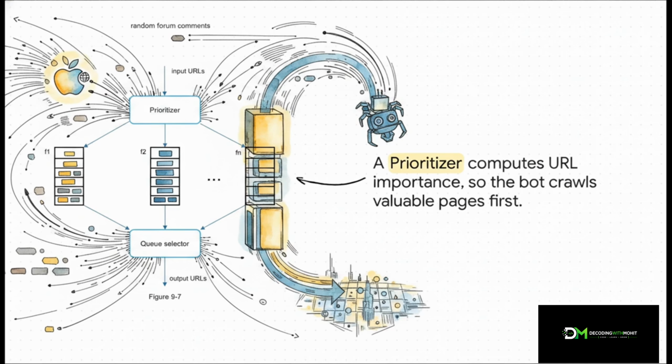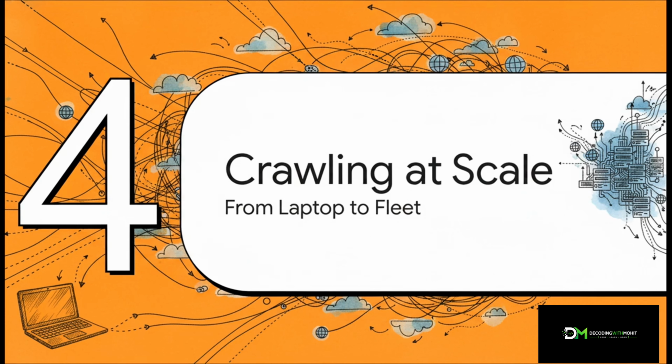We also want our bot to be smart. I mean, not all pages are created equal, right? A link to Apple's homepage is probably a bit more important to crawl than a link to some random comment on a forum from 10 years ago. So we add a prioritizer. It looks at the URLs coming in, gives them a score, and shuffles the more important ones to the front of the line. All right, our bot is polite, it's smart, now let's make it powerful.